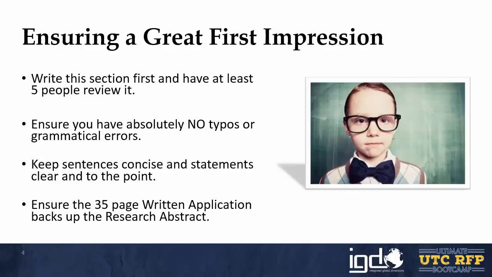Okay, so let's first look at some tips for making a great first impression with your research abstract. Number 1, I would strongly recommend writing this section first and have at least 5 people review it. Make sure that they understand exactly what you were trying to get across in this one page. Remember, you're going to have reviewers looking at this and having to do the exact same thing. So if you have 5 people who read it and each of them gets something different out of it, you probably weren't straightforward enough.